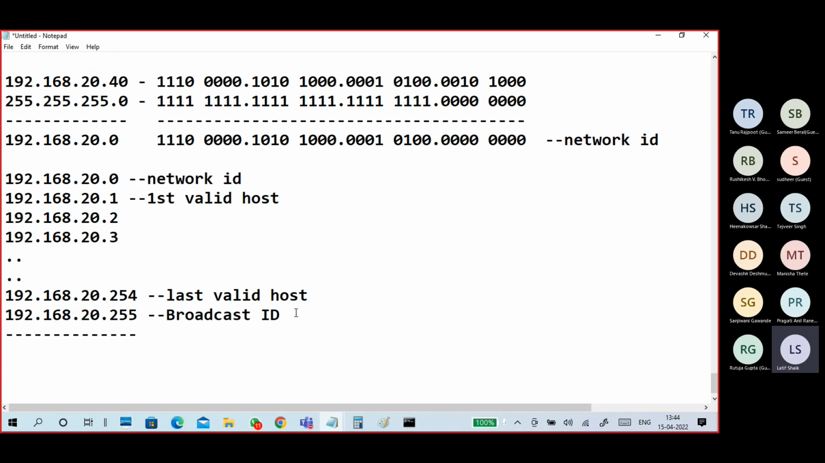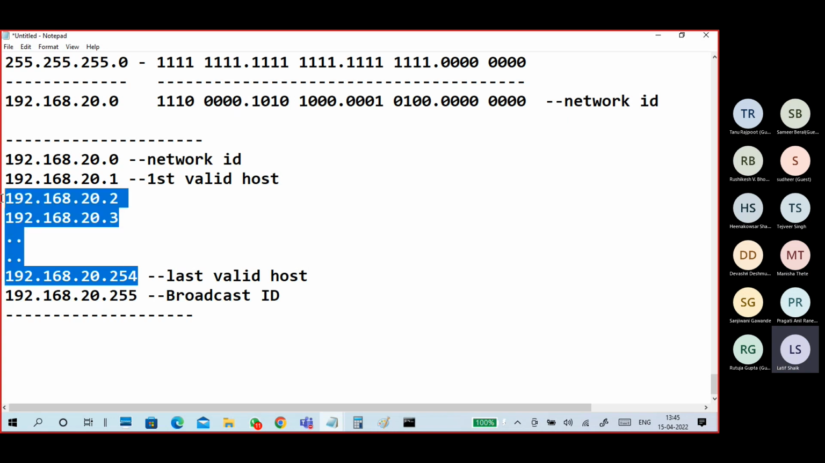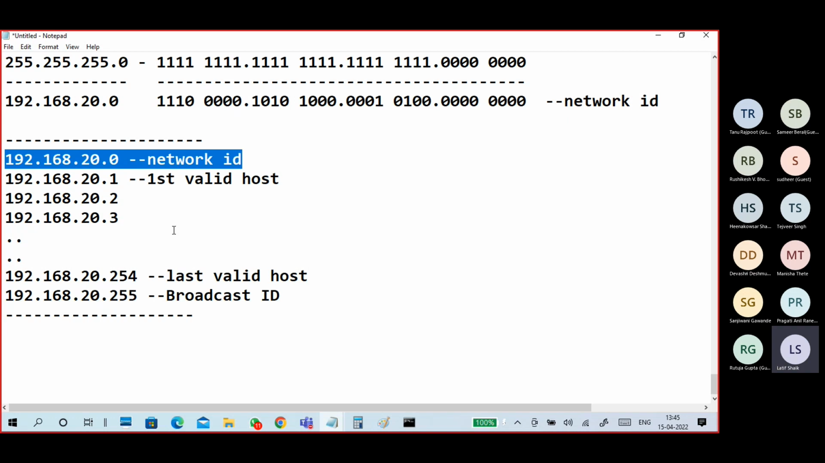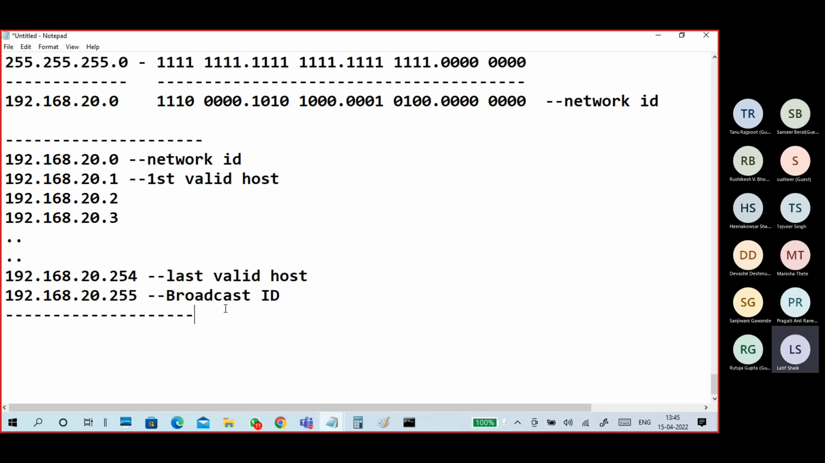When you say a network, it is the total range of the network. So you can assign an IP address from 192.168.20.1 to 192.168.20.254. You can assign these IP addresses to any system. The first one is the network ID, which we don't assign to a system. Also, we don't assign the last one because it's a broadcast ID. What is the meaning of broadcast ID? We'll see that one.